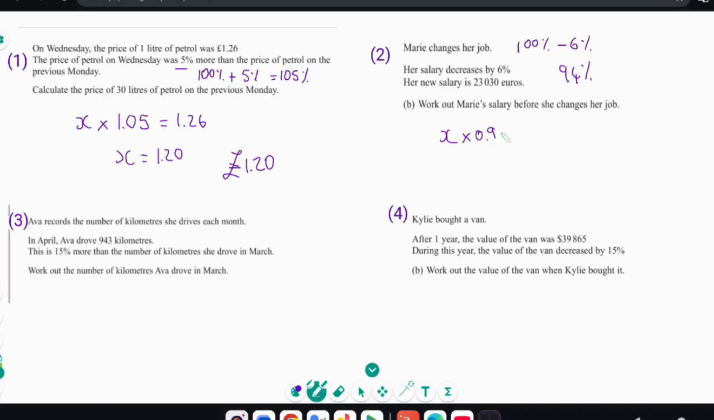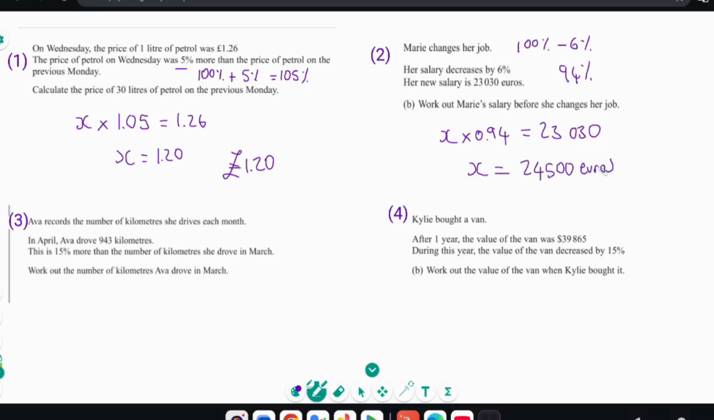So we know that the original amount times 0.94 gives us 23,030. So we need to work back to find x by dividing both sides by 0.94. Gives us €24,500.